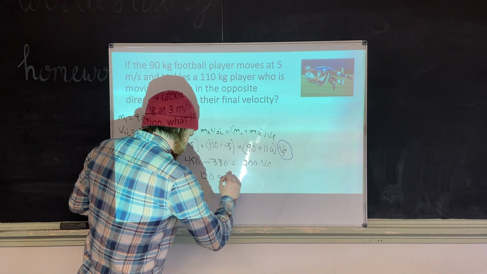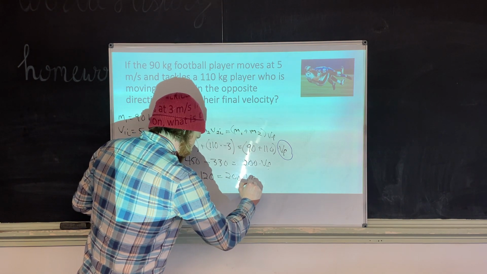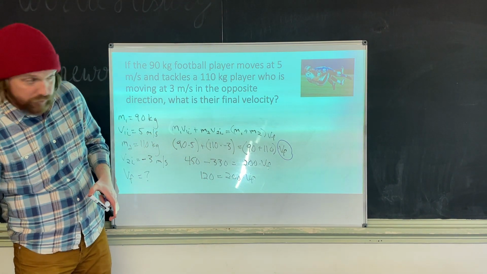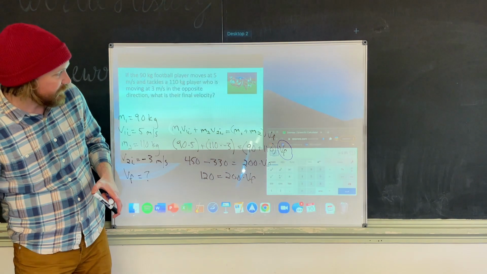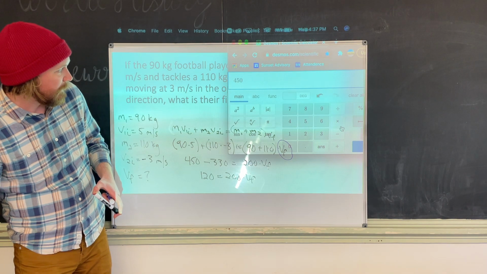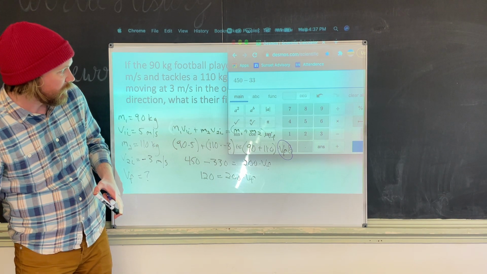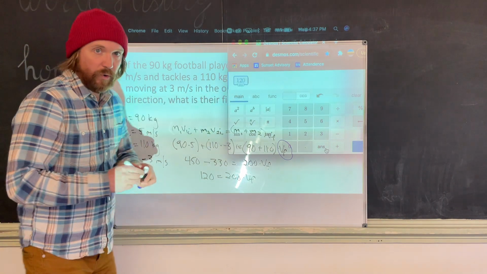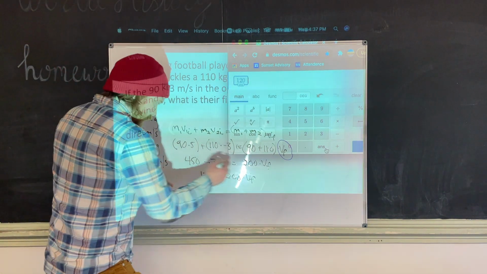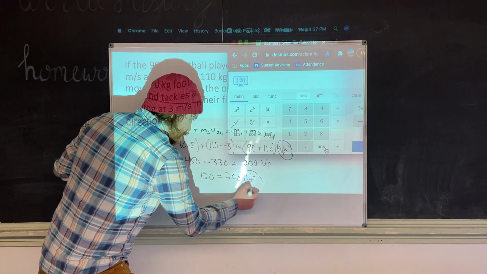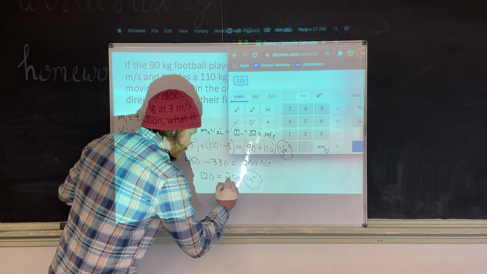120. All right. In case I lost you, let's go back to the old calculator. I think you guys get this, but let's make sure. Okay, so I'm going to clear this, and I'm going to go 450 minus 330. Boom, answer. That gives me 120. And again, we got VF, that's what we're looking for.